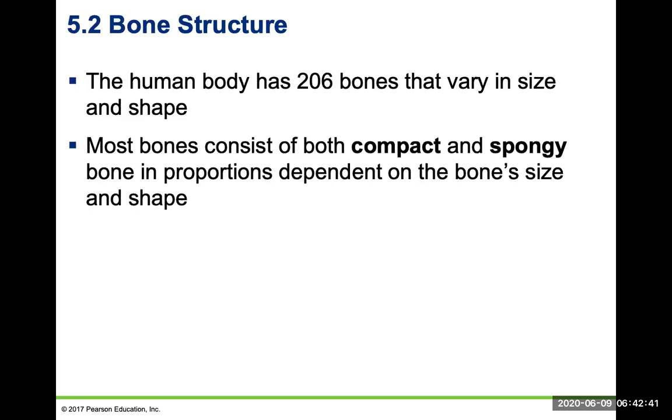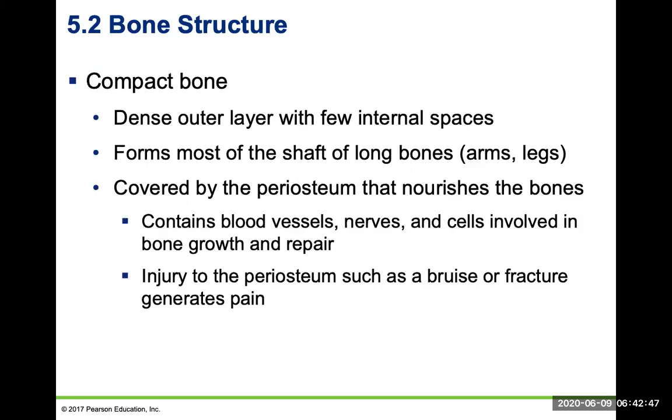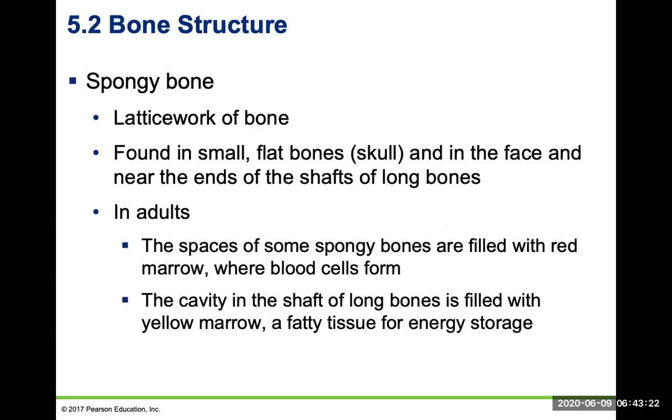Babies and young children have more bones in their skeleton because their bones have not all fused together yet. Compact bone is the dense outer layer of the skeletal system with few internal spaces, and this forms most of the shaft of long bones, such as your arms and legs. And it's covered by what we call a periosteum, which is a layer that nourishes the bones. It consists of blood vessels, nerves, and cells involved in bone growth and repair. During puberty, or if you break a bone, new bone cells will grow so the bone can become completely healed. An injury to this periosteum, such as a bruise or a fracture, would generate pain.